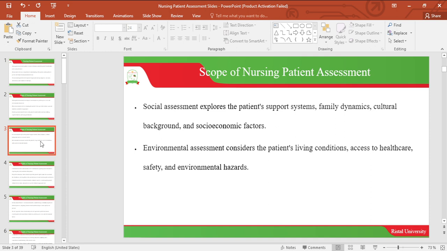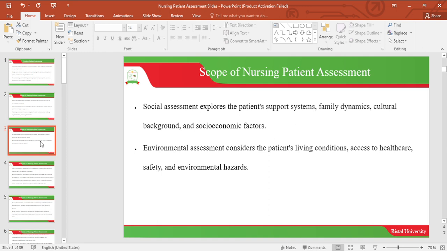Let's continue with the scope of nursing patient assessment. Social assessment explores the patient's support systems, that is, the family dynamics, the cultural background, and socioeconomic factors. Then the environmental assessment will take into consideration the patient's living conditions: where he lives, is he living in the town, is he living in the urban area, and the environment, is it clean, is it conducive for living or not.